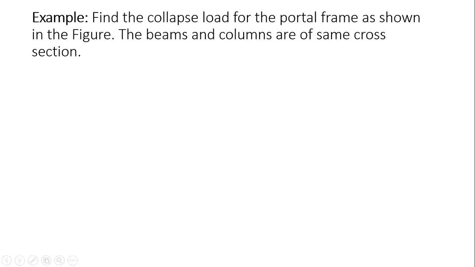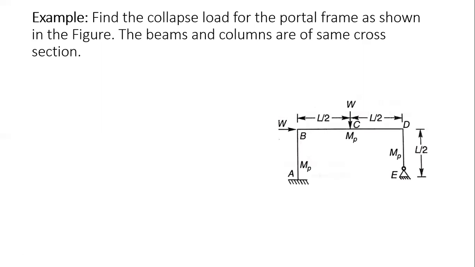The statement of the problem is: find the collapse load for the portal frame as shown in the figure. The beams and columns are of the same cross section. So this is our portal frame. We have the plastic moment capacity of the beam as well as the columns, both the same, Mp here and Mp here. So we have to find out what the collapse load will be for this portal frame.